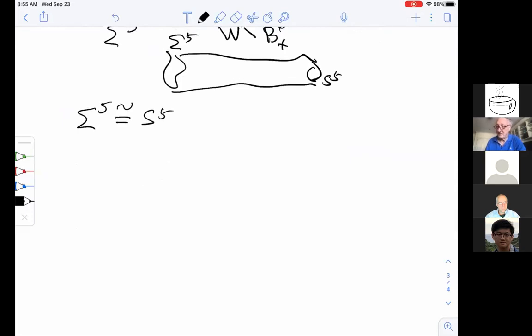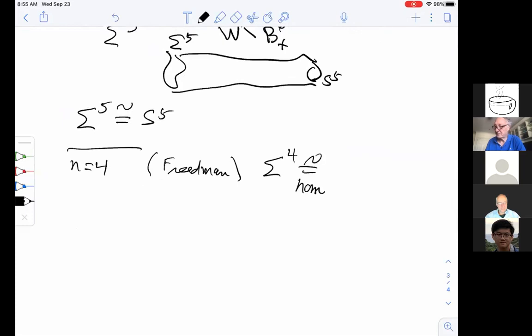What about 4-spheres? N equals 4. Well, this is a beautiful and incredibly difficult result due to Mike Freedman. Sigma 4 is homeomorphic to S4. And the smooth question is still open. If you have a smooth manifold homotopy equivalent to the 4-sphere, it's homeomorphic to the 4-sphere by Freedman's result. It is unknown whether or not it's diffeomorphic to the 4-sphere.